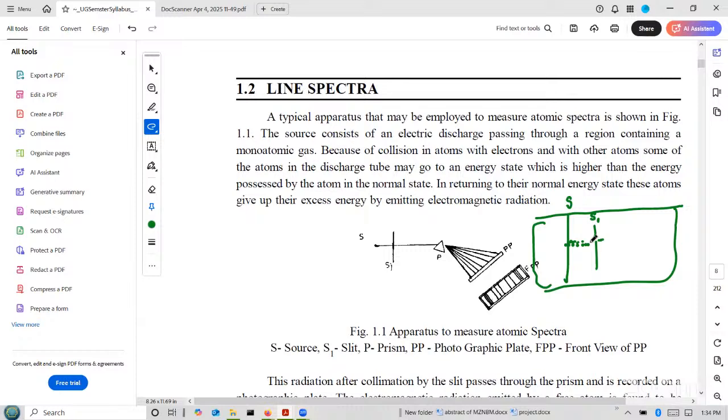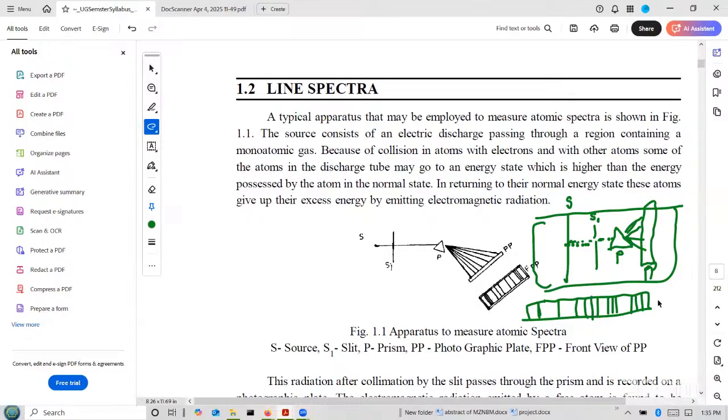After passing the slit, it is passed to the prism, and from this prism we get rays. Whatever the output of the rays is, it is collected on the photographic plate. What is the view on this photographic plate? We are getting the spectrum with different wavelengths: the first line in the spectrum, the second line, the third line. As we go, the lines are very near compared to the beginning point. This is about the line spectra.